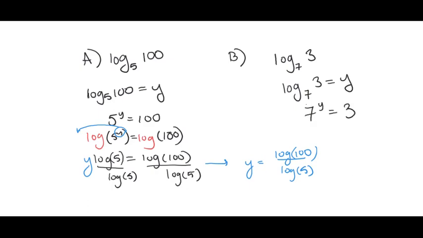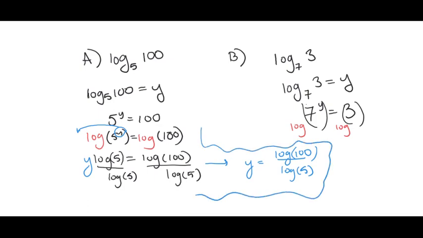This is starting to look kind of sort of familiar. Let's take the log of both sides. Log of 7 to the y, log of 3. We're going to use that power rule. We'll get y times the log of 7 equals the log of 3. So y must be equal to the log of 3 divided by the log of 7. All right, so moving right along here. We've just uncovered what we call the change of base formula.